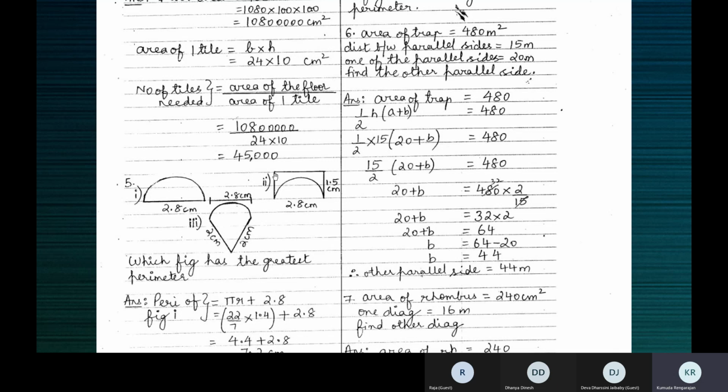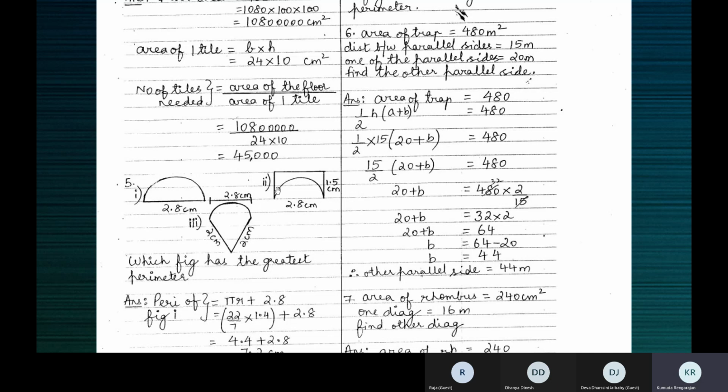What's the length of the boundary of the second figure? What's the length of this line segment? 1.5 centimeter. What's the length of this line segment? 2.8. This one? 1.5 centimeter. So the boundary of this figure is made up of four parts: three line segments and one arc, which is a semicircle. The three line segments are 1.5, 2.8 and 1.5. So we need to add 1.5 plus 2.8 plus 1.5 plus the length of this arc.